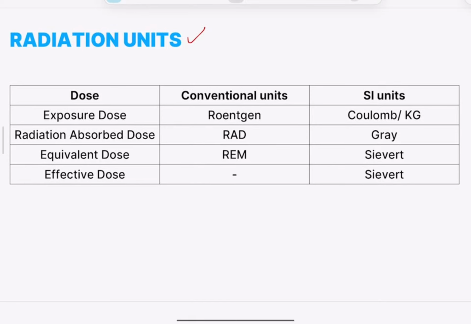So what is the unit for exposure dose, absorbed dose, equivalent dose and effective dose? So you have conventional unit and SI unit. First of all, remember that conventional units, all of them are starting with R. That is how you remember. First is the radiation exposure. Then comes the absorption. Then comes the effect on the body, and the effect also depends on the type of radiation. So exposure dose first is like the ionization happening.